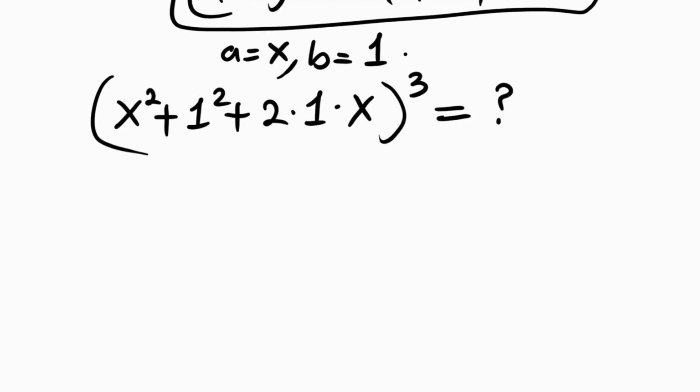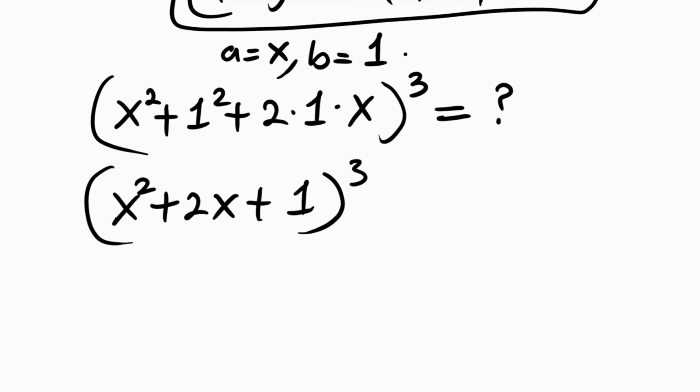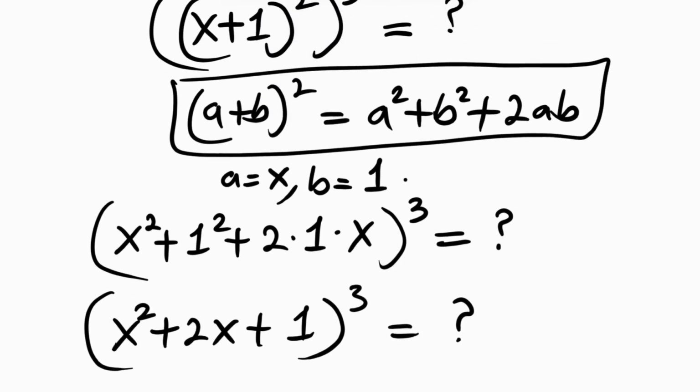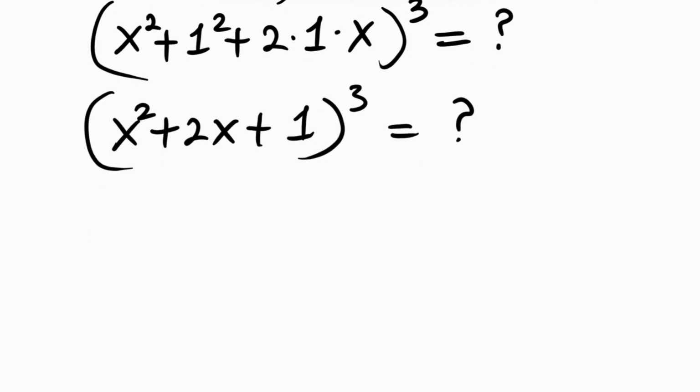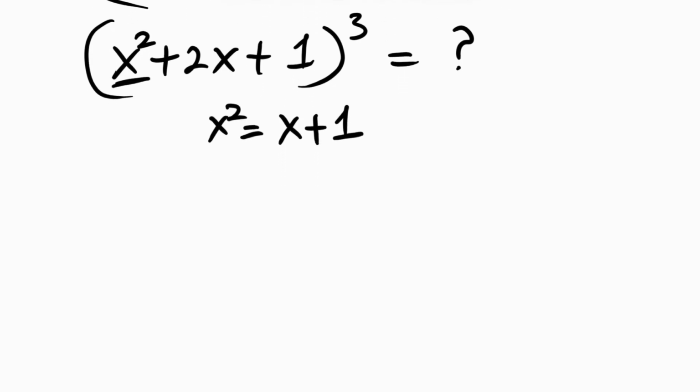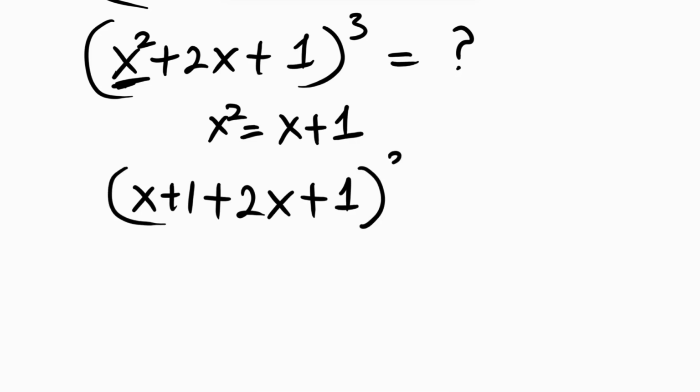So this now becomes (x squared plus 2x plus 1) all cubed. What did we say our x squared is? Our x squared is x plus 1. So x squared is equal to x plus 1. So now we'll plug that in there. So we have (x plus 1 plus 2x plus 1) raised to the power 3.